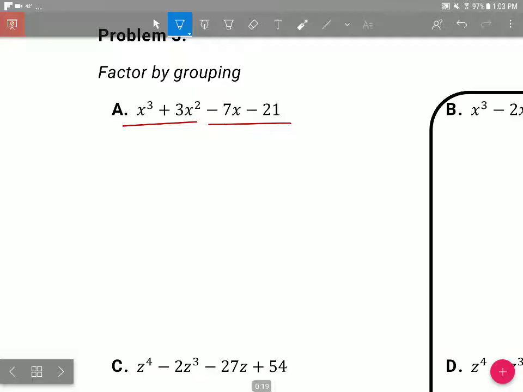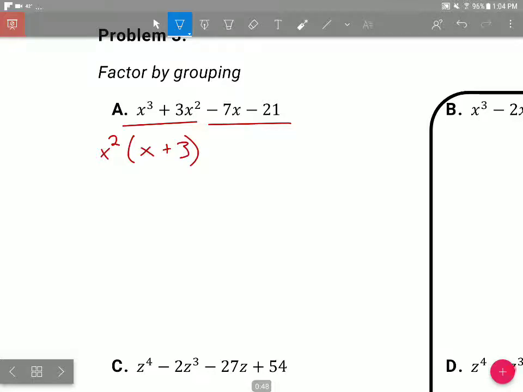Okay? So the largest thing I can divide out of the first two terms would just be a straight x squared. Because there's no number to give here on the first one. So it's a 3 and a 1, so I can't divide anything up there. But the x's I can. So x cubed divided by x squared would just be x. And 3x squared divided by x squared would be what? 3. Very good.